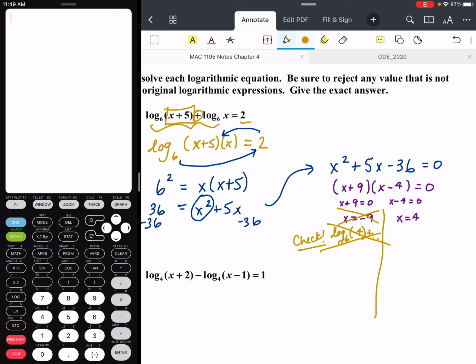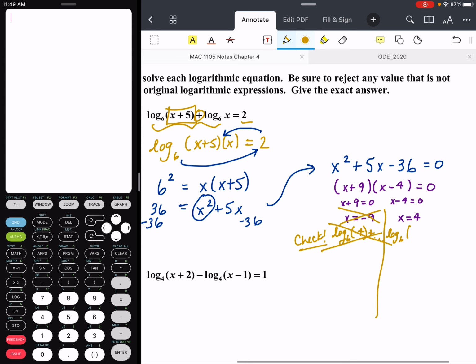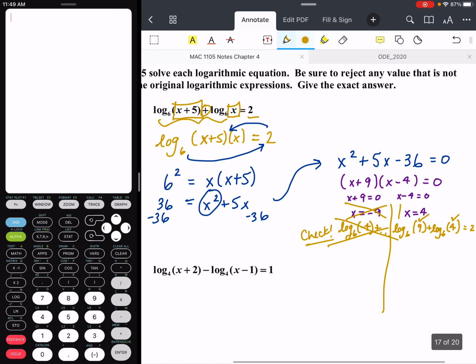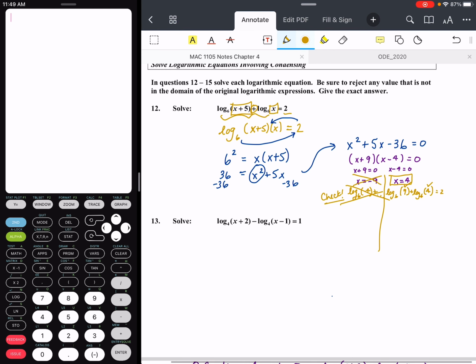All right, x equals 4. Let's go ahead and check this. So I would have log base 6 of (4 + 5), which would be 9, plus log base 6 of x, which would be 4, equals 2. 9 is positive, 4 is positive. Both of my arguments individually are positive, so x equals 4 can stick around as a valid solution. If it fails on any of those, you've got to kick out the solution, but x equals 4 works.